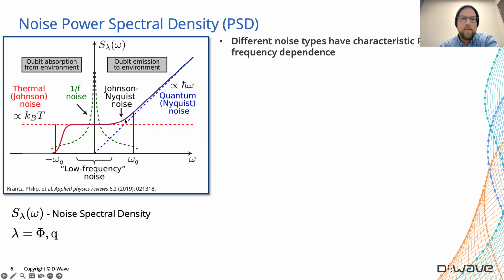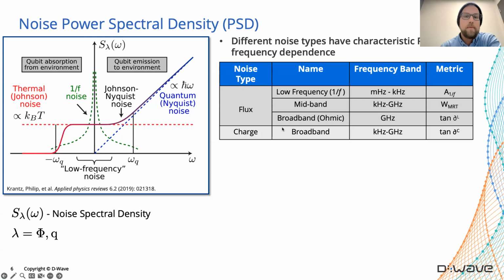And then another type of noise is called quantum Nyquist noise, which is actually linearly increasing with frequency. And so what we want to do at D-Wave Systems is look at different types of noise and see how they're affecting our qubits. And we want to be able to measure these different types of contributions, because currently we don't know exactly what's causing these, but we want to be able to lower them to be able to get a more performing processor. And to do that, we're tracking two main types of noise, one being flux noise.